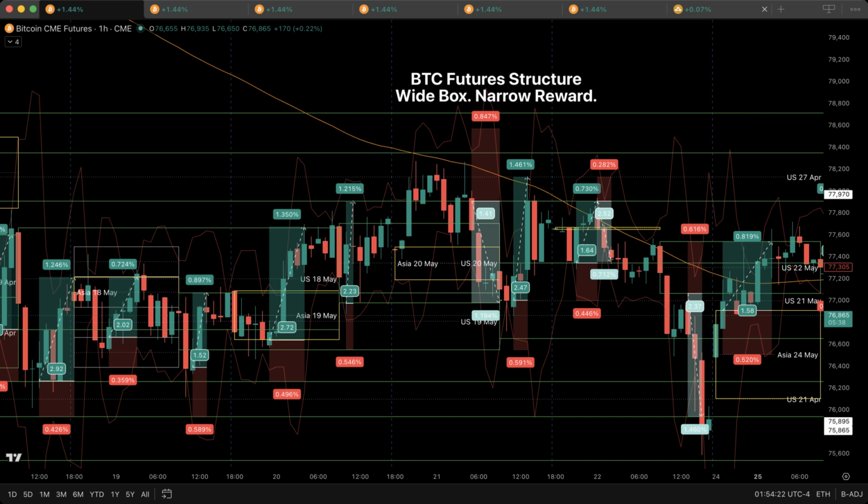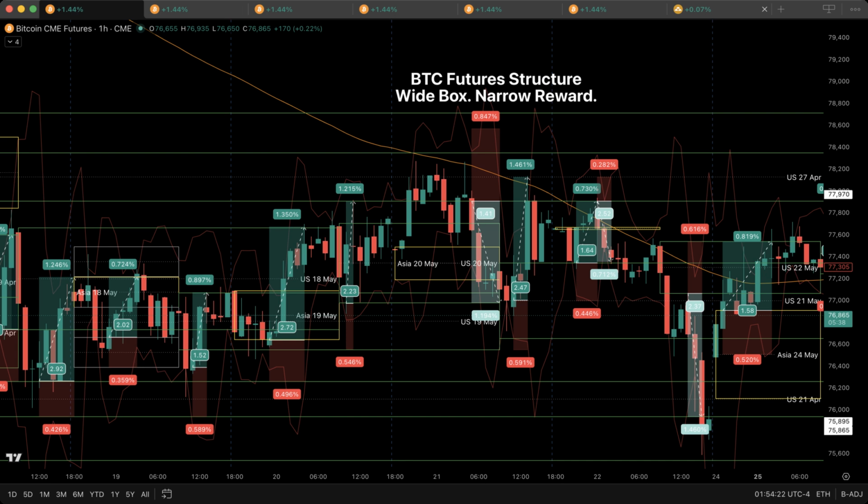Long entry line: May 24th Asia session upper boundary. Stop loss line: May 24th Asia session midpoint. Take profit line: May 22nd U.S. session upper boundary. Risk-reward ratio: 1.58. The entry sits at May 24th Asia session upper boundary.